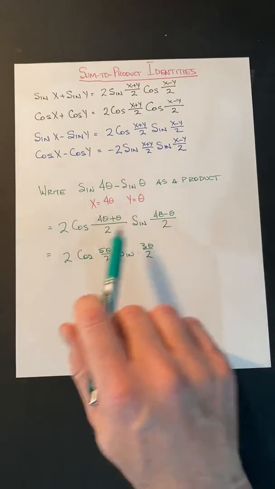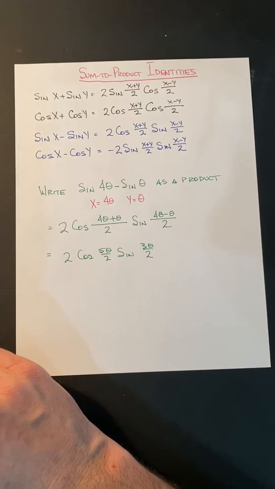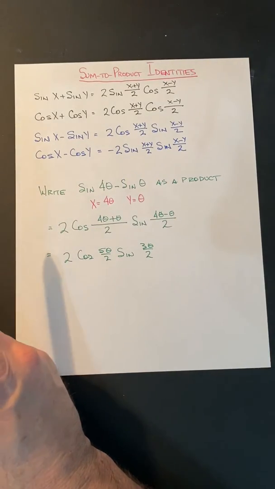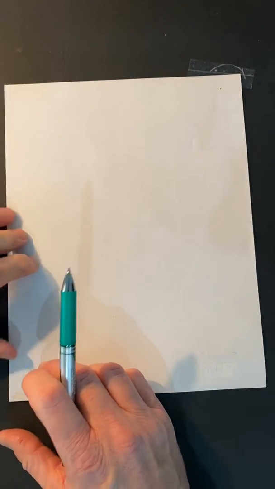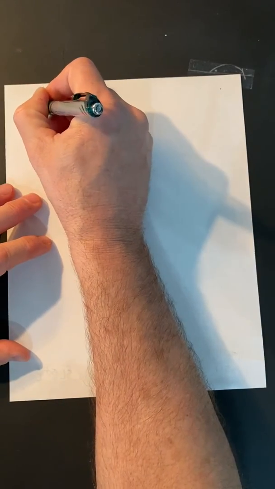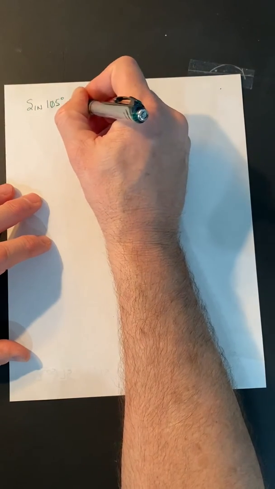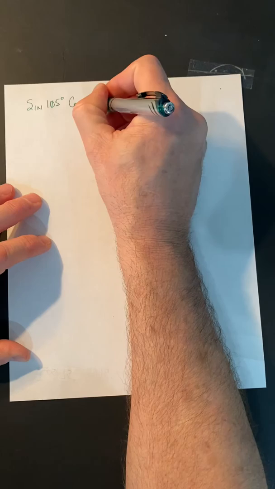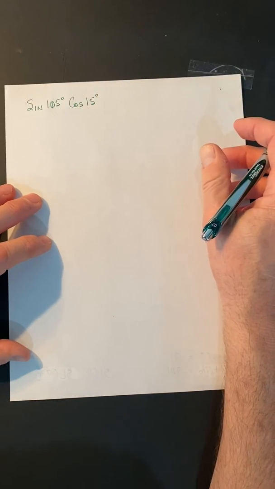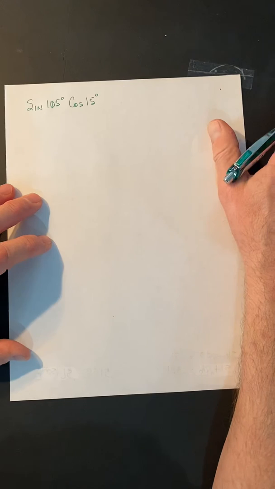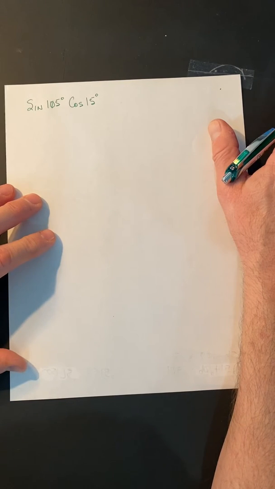So that's one way of using these sum-to-product identities. Now, I want to do one more problem for you, and it's going to use maybe some of these, but we'll have to figure out which ones to use. So if I'm looking at a problem, sine of 105 degrees times the cosine of 15 degrees, and I want to find the value without using a calculator, okay? So that means I'm thinking about that good old unit circle, right?